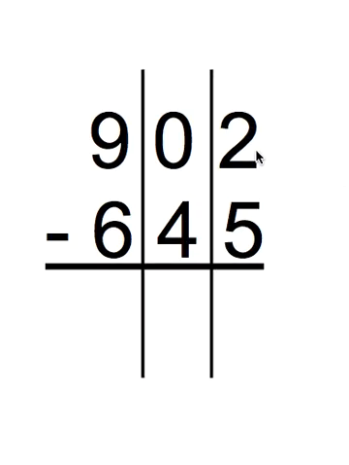Again, we're going to start in our ones place. I have 2 minus 5. I can't do 2 minus 5. So I need to regroup. So I'm going to go to my tens place. But, oh no, in my tens place, I have a 0. Well, I can't take away 1 from a 0 to regroup it to the ones, so I'm going to teach you a trick.